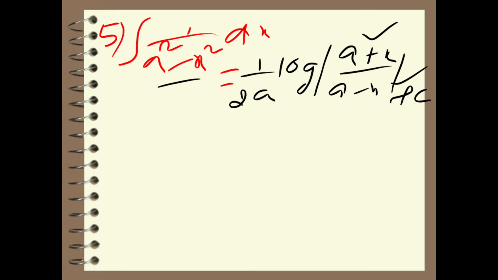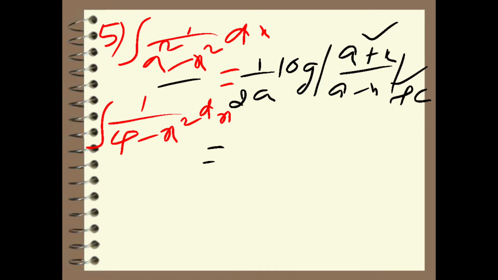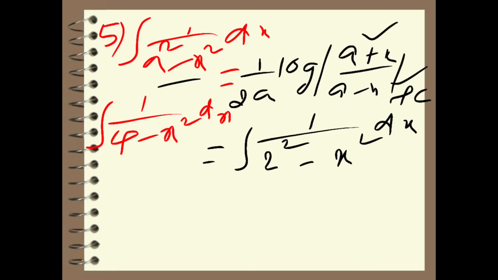So, integration of 1 by 4 minus x square into dx. Clearly, this is not having the root in the denominator. So we have to write it as, convert the 4 to a perfect square number, 2 square minus x square. Which is clearly of the form 1 by a square minus x square.